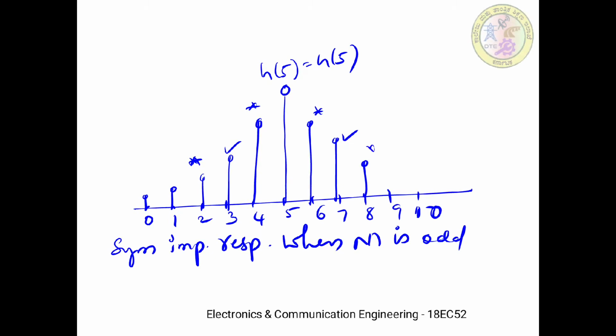Similarly here, h of 9 is nothing but equal to h of 1, and the last, h of 10, is the same as h of 1. So now this represents the symmetric impulse response when the length of the filter, M, is odd. In this case we have plotted it for M equal to 11.